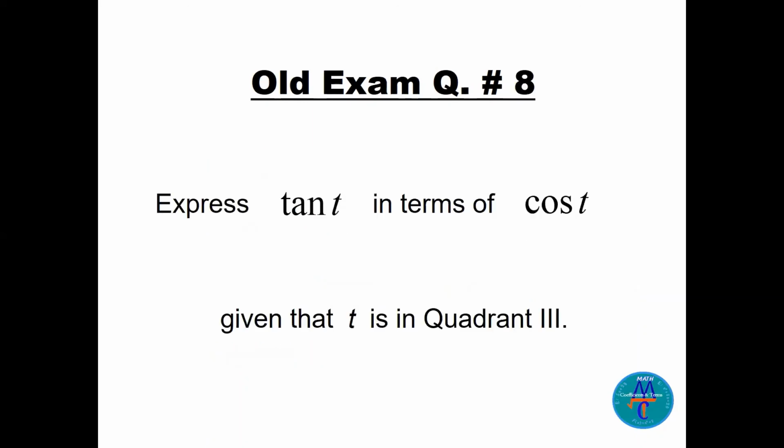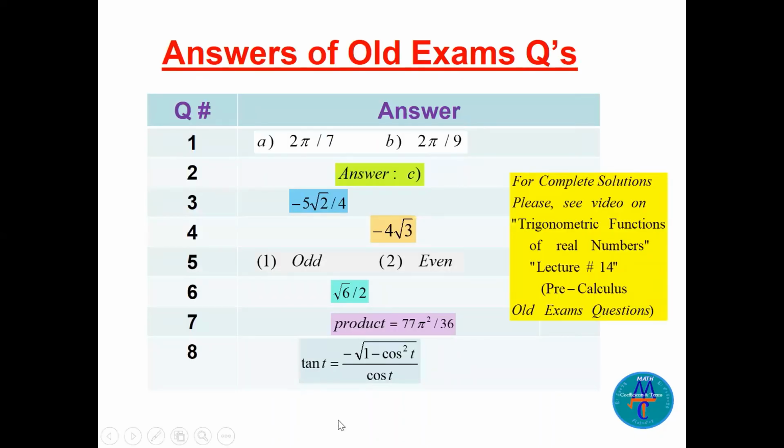Now, this is the last question: express tan t in terms of cosine t, given that t is in quadrant 3. So you have to do something here until you find tan t is equal to something on the right side that has only cosines, cosine or cosine squared or minuses or numbers or radicals. See, like this one here, tan t will be the answer there. So these are the answers of the 8 questions and their parts.